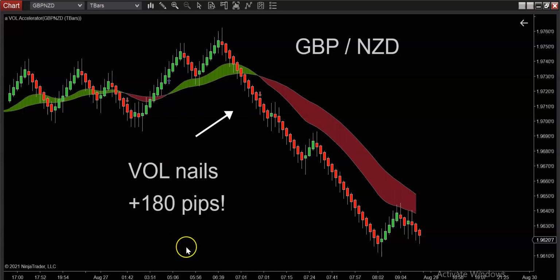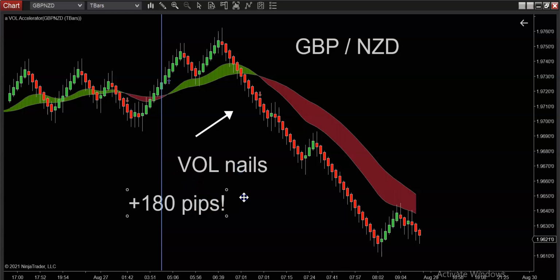All right, so let me first go ahead and timestamp the start of the morning session. It'd be about right over here. And this green and red color band, guys, okay, this is the volume indicator. That's why I've called it the vol, short form. Vol stands for volume. Beautiful 180 pip winner on the short side today. But let's talk about what does this actually do and how do you potentially take trades, okay?